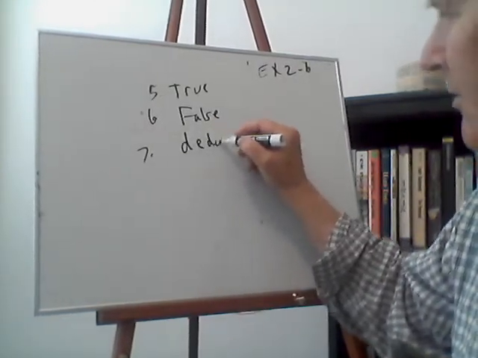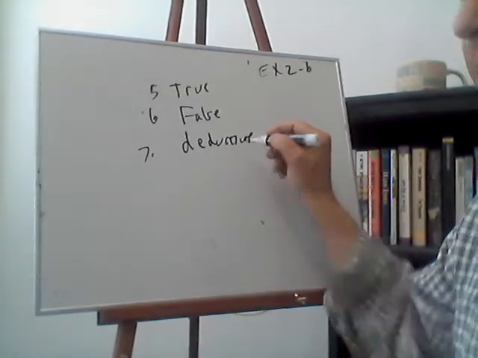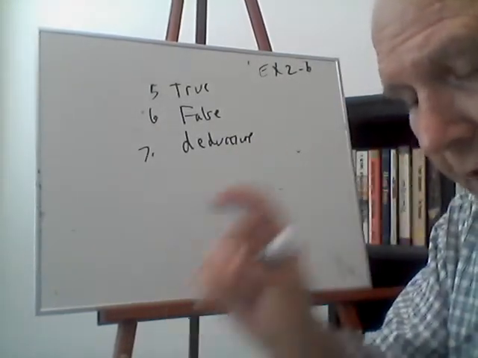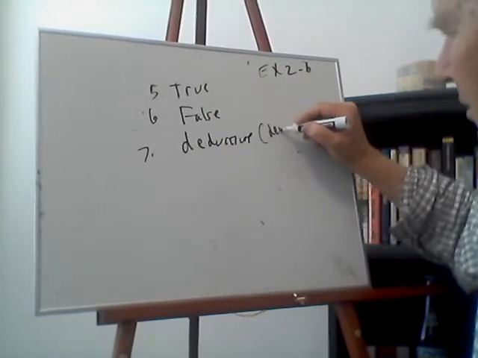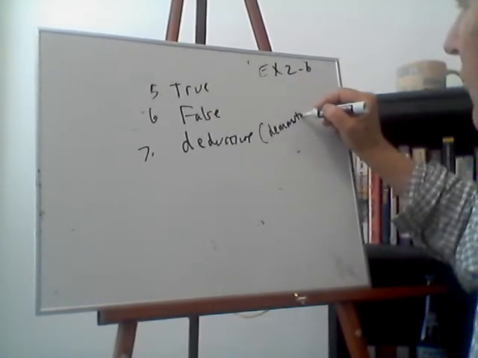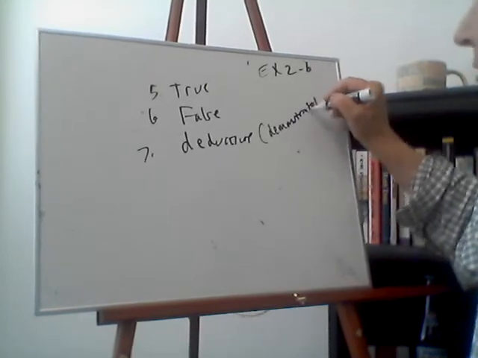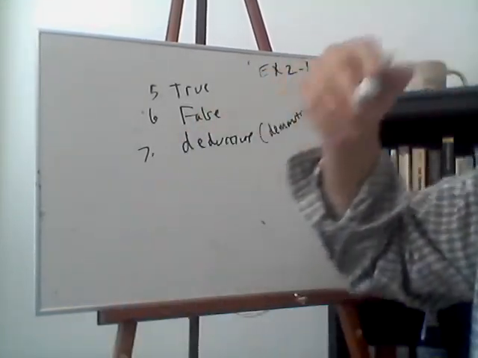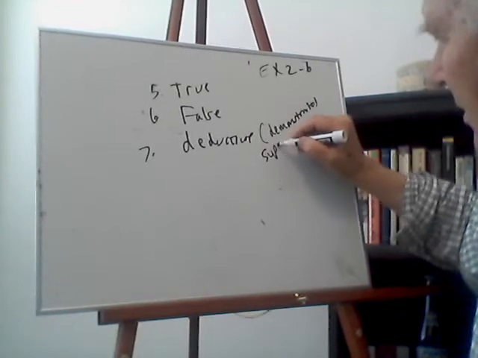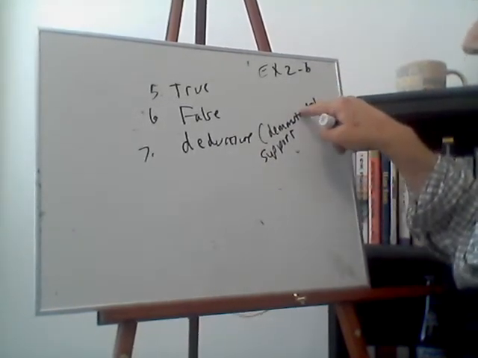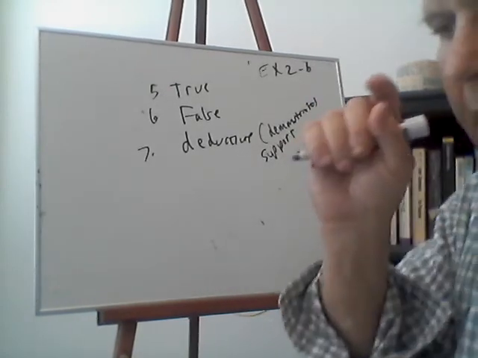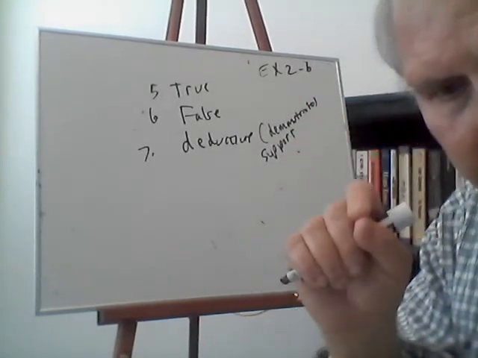Number 7, if you try to demonstrate a conclusion, you're using a deductive argument. The answer is deductive, because remember, when you demonstrate something, that's a deductive argument. When you have an inductive argument, you don't demonstrate something, you support the conclusion. So deductive arguments demonstrate the conclusion. Inductive arguments support the conclusion.